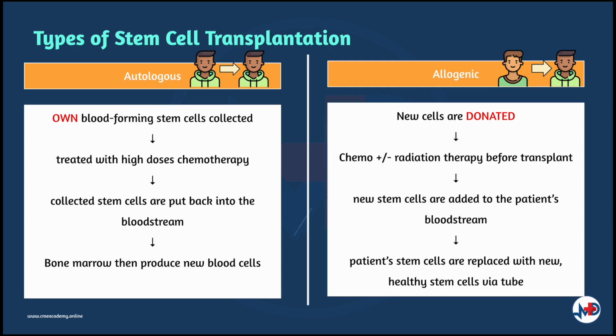In allogenic stem cell transplantation, the person's stem cells are replaced with new healthy stem cells. The new cells come from a donor or from donated umbilical cord blood. Chemotherapy or a combination of chemotherapy and radiation therapy will be given before the transplant. The respective therapy kills the cancer cells or stops the patient's immune system from working like it normally does, or both. The new stem cells are then added to the patient's bloodstream through a tube. The procedure is like a blood transfusion.